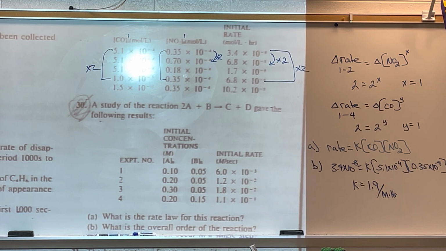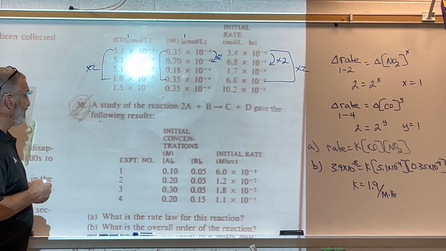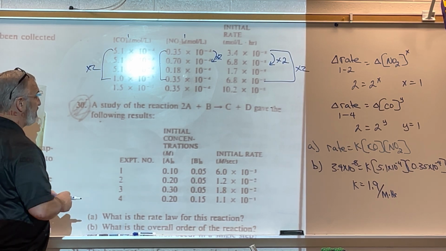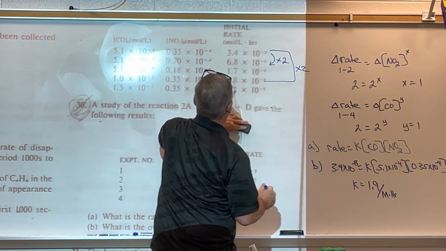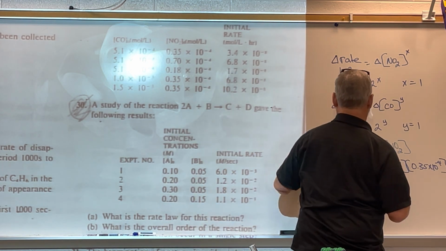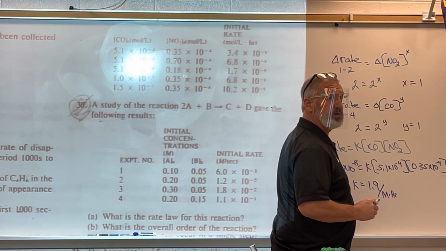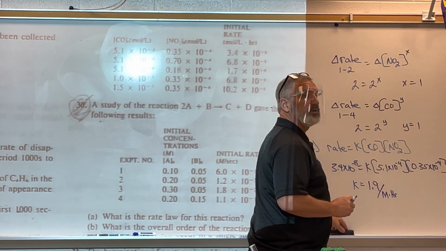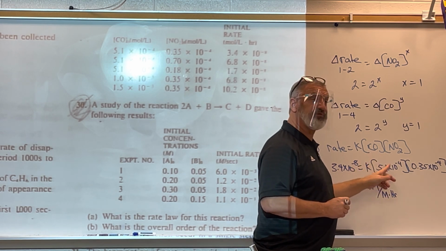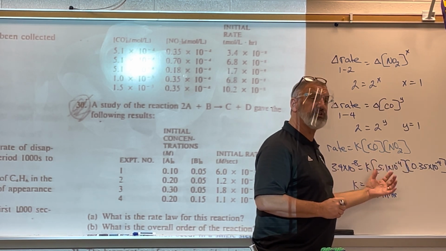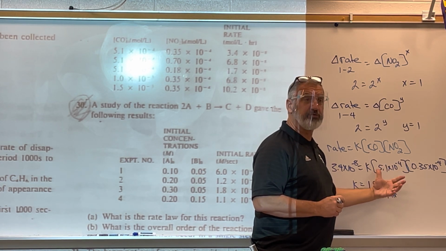All right, now number 30 is going to be very similar. When it asks for the overall order, do you do it like... Well, you say it's first order with respect to CO, first order with respect to NO2, second order overall. You add the exponents for overall order.